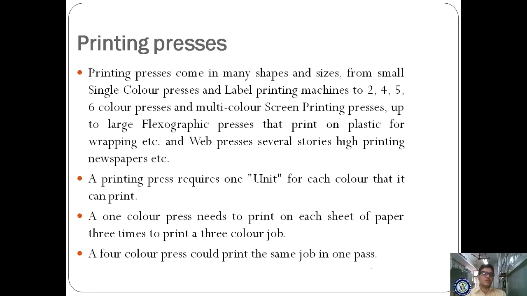Now, next our concept is printing presses. Printing presses come in many shapes and sizes, from small single color presses and label printing machines to 2, 4, 5, 6 color presses and multicolor screen printing presses, up to large flexographic presses that print on plastic for wrapping, and web presses several stories high printing newspapers, etc. So here the printing presses are, as we've seen, right?